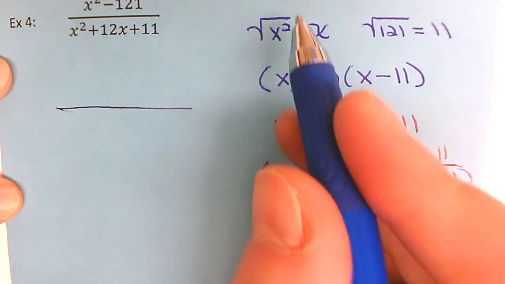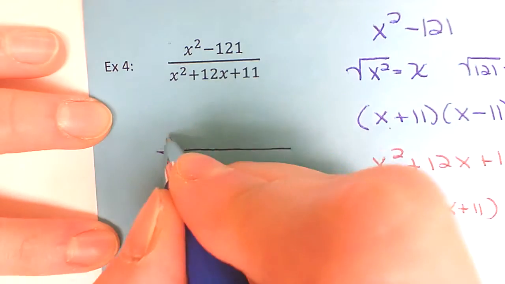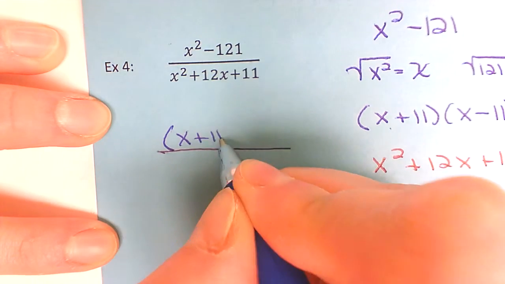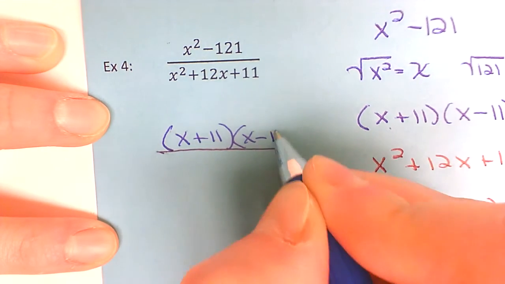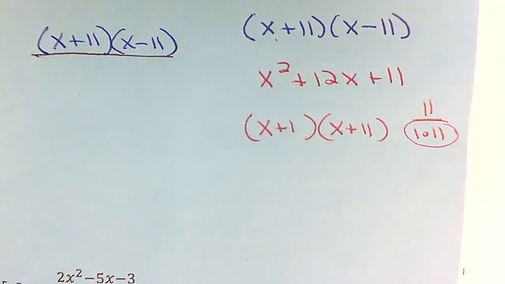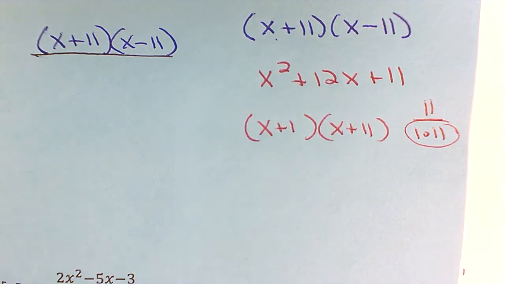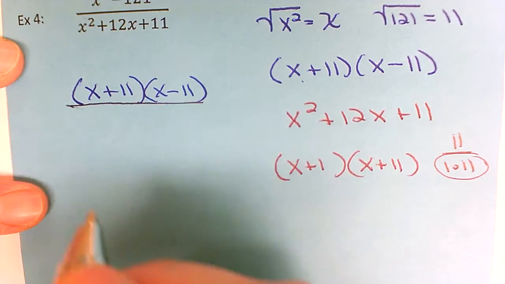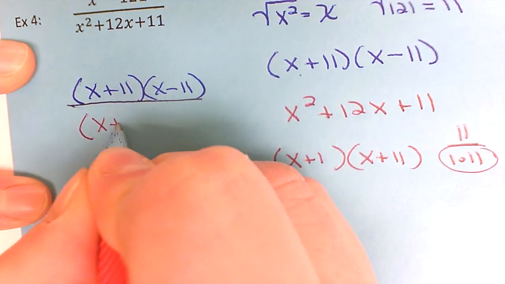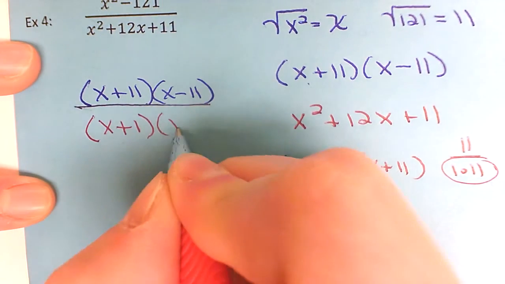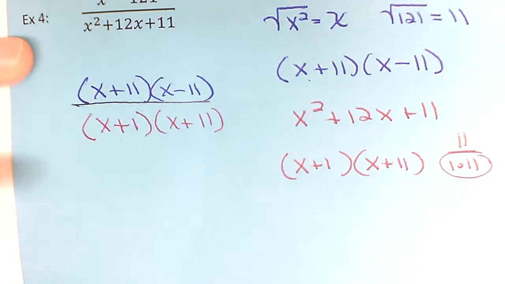So the top part, that was the x squared minus 121. Now it's going to be x plus 11 times x minus 11. Okay. For the bottom row, that one was x squared plus 12x plus 11. So now that one is x plus 1 times x plus 11.